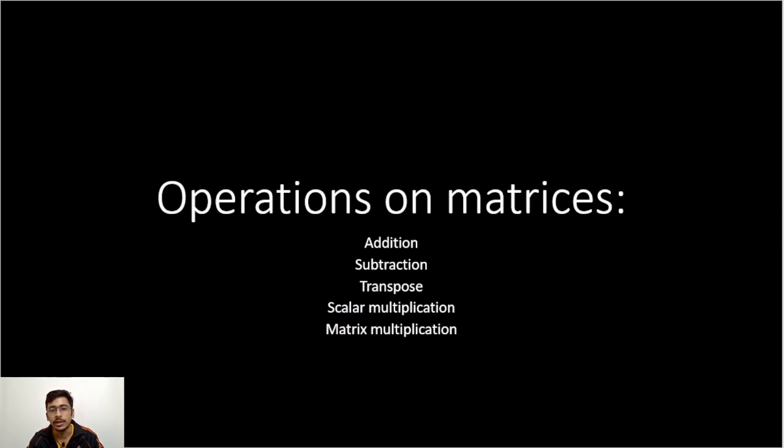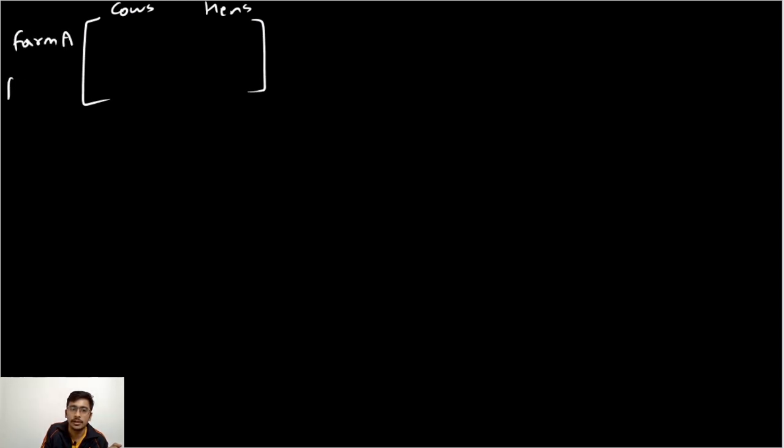Let's move on to the operations on matrices. What operations can we use on a matrix? So the following are the operations of a matrix: addition, subtraction, transpose, scalar multiplication, followed by matrix multiplication. So what is addition of two matrices? Let's say we take back our example of cows and hens on two farms. So let's say cows, hens, and farm A and farm B.